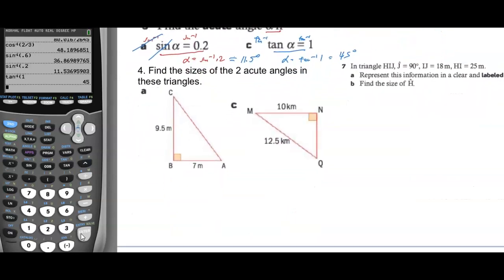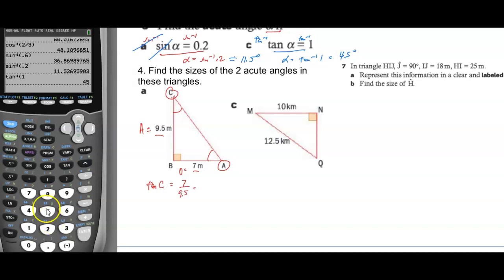Last part. Find the sizes of the two acute angles in these triangles. In these two cases, we know two sides, and we would like to know this angle, which is angle C, and we know this angle. We'd like to know this angle, which is angle A. Let's look at angle C first. Angle C, this would be the opposite, and this would be the adjacent. So we would use TOA, right? So the tangent of angle C is equal to the opposite divided by the adjacent.